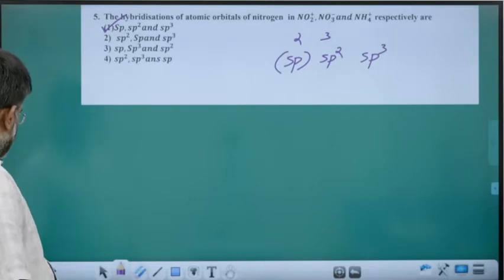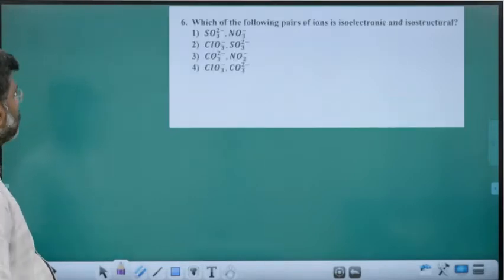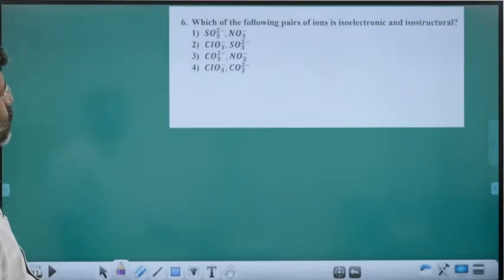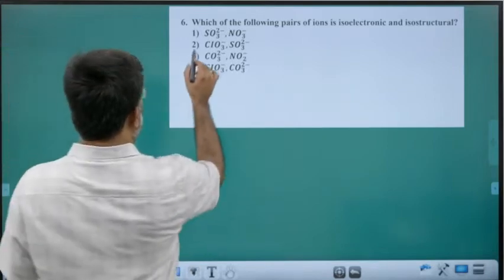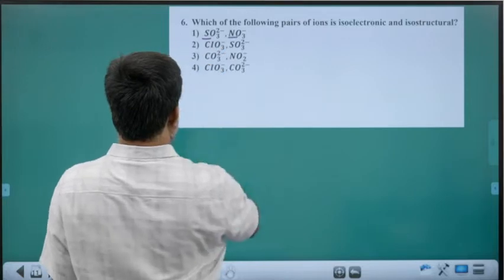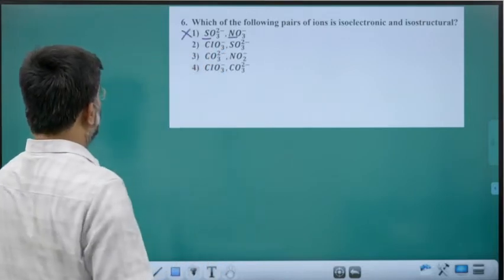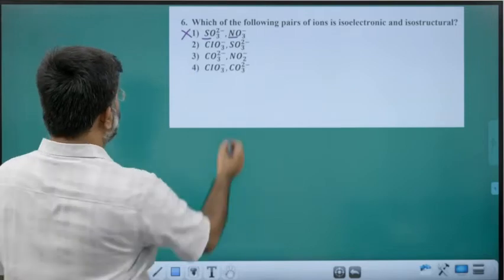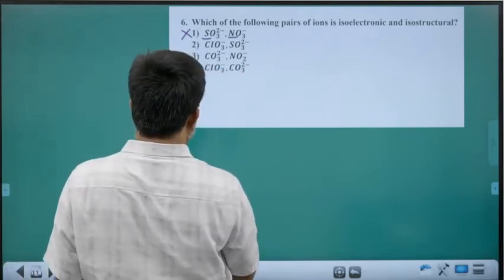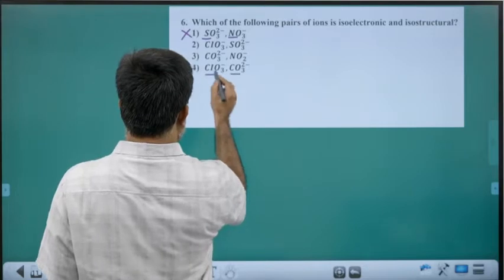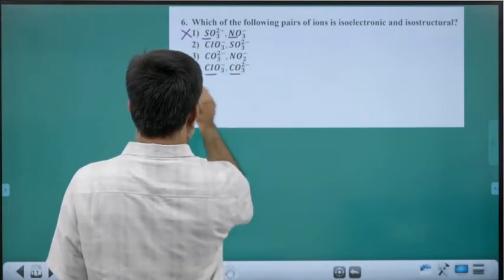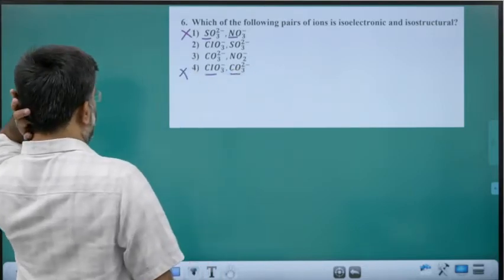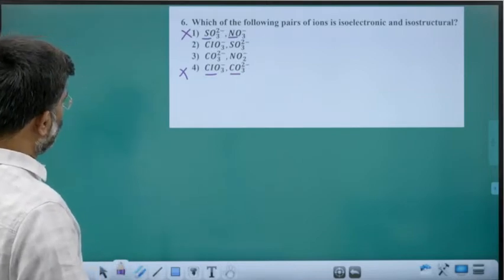Next, isoelectronic, isostructural. You see, sulfur in the third period and nitrogen in the second period cannot be isoelectronic. This can be isoelectronic, and this cannot be isoelectronic. Chlorine in the third period and carbon in the second period cannot be isoelectronic. Now we are left with the 2 and 3.